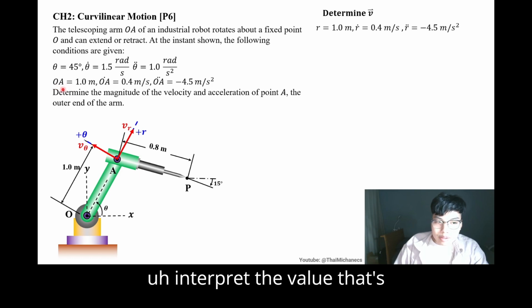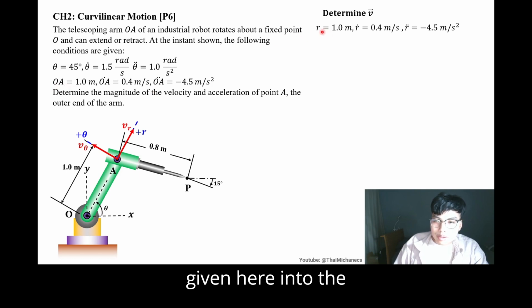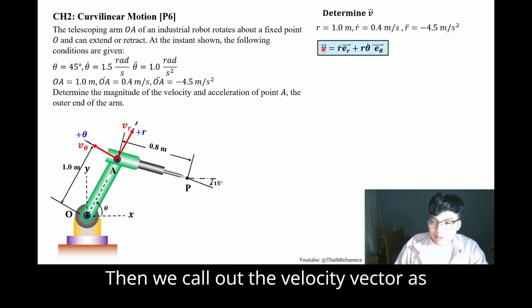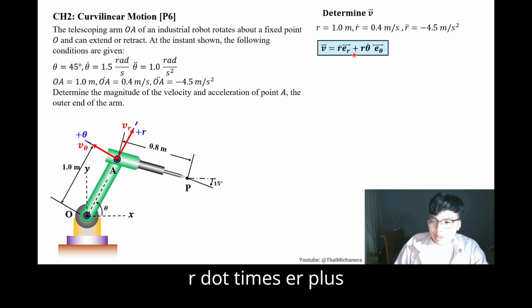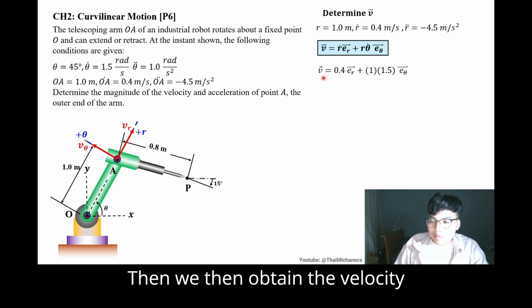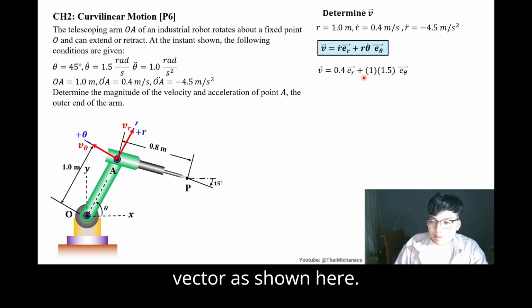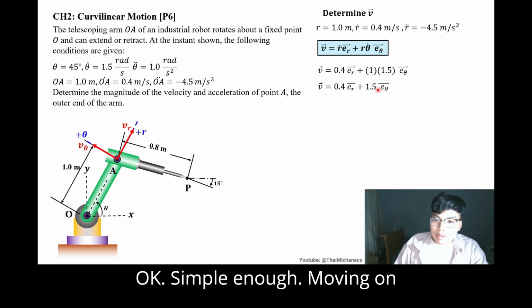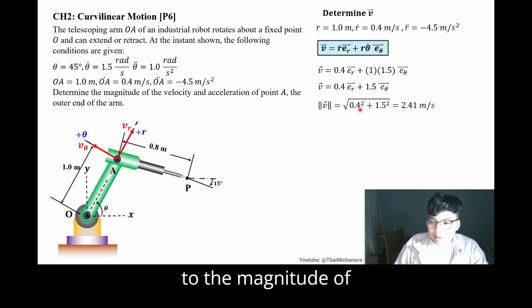interpret the values given here into the radius information here. Then we call out the velocity vector as r dot times er plus r theta dot times e theta. Then we obtain the velocity vector as shown here. Simple enough. Moving on to the magnitude of this velocity, we just square the components and take the square root, and we get 2.41 meters per second as the magnitude.